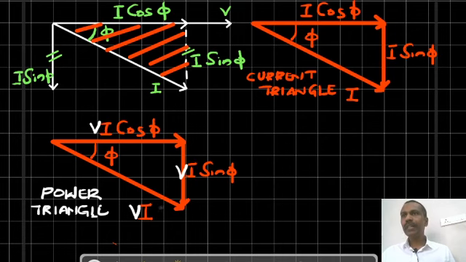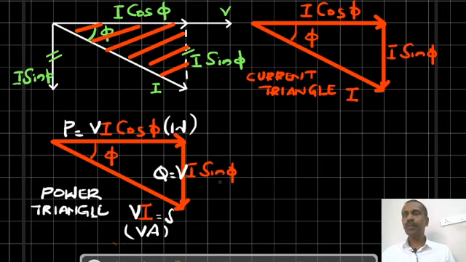You know, this VI is apparent power. So S is equal to VI. What is the unit of apparent power? It is volt amperes. And this is active power, VI cos phi, and its unit is watts. And this is our reactive power, VI sin phi, unit is volt ampere reactive.